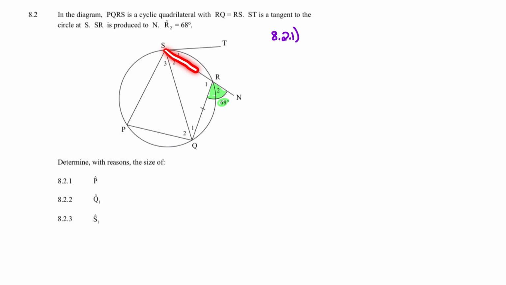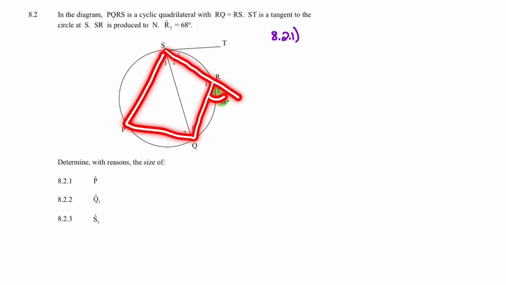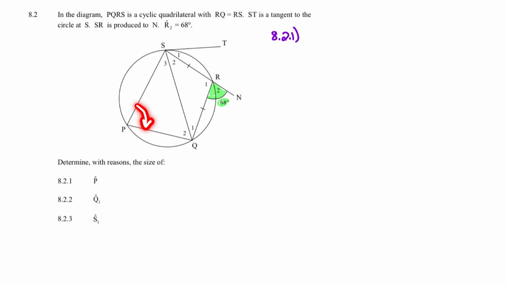So in our cyclic quadrilateral, we have the exterior angle as 68 degrees, and P is the opposite interior angle. So P would also be 68 degrees. So we can say P is 68 degrees, and our reason, exterior angle of a cyclic quad.